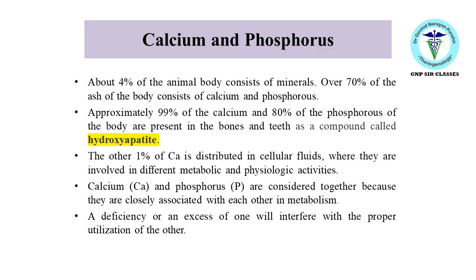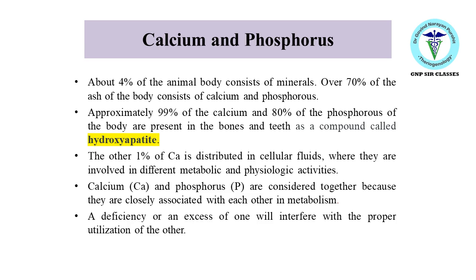So first we discuss calcium and phosphorus. About 4% of the animal body consists of minerals. Over 70% of the ash of the body consists of calcium and phosphorus. Approximately 99% of the calcium and 80% of the phosphorus of the body are present in the bones and teeth as a compound called hydroxyapatite. The other 1% of Ca is distributed in cellular fluids, where it is involved in different metabolic and physiologic activities.